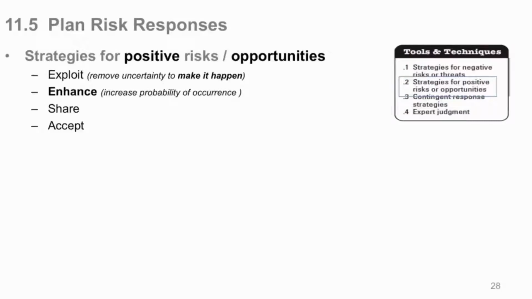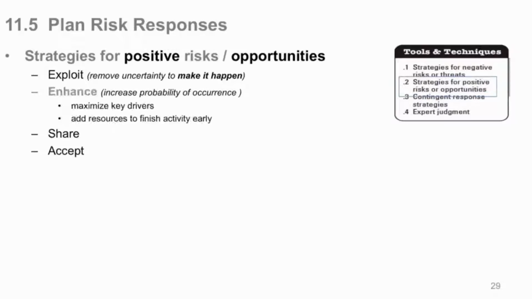You can enhance positive risks by increasing the probability that it will happen, which is different than exploit, where you remove uncertainty. Under enhance, you just make sure that there's a bigger and bigger probability that it'll happen by whatever action you can take. You can maximize the key drivers of that risk, and you maybe even add resources to finish something early, increasing the probability of it happening.